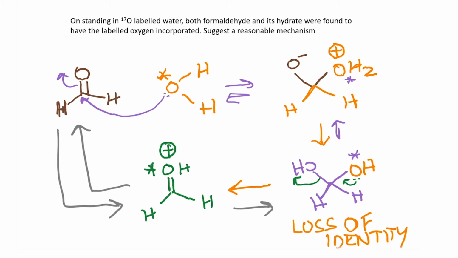If the unlabeled oxygen is kicked out, then you get a labeled formaldehyde, and so on, right? So the inference from this mechanism is that there is a diol, a hydrate, that is formed, and the hydrate, being a mixed hydrate, loses its identity, and once it loses its identity, then you can have the label incorporated in actual formaldehyde as well, in the carbonyl form of formaldehyde, right? And so this experiment helps us support this mechanism.